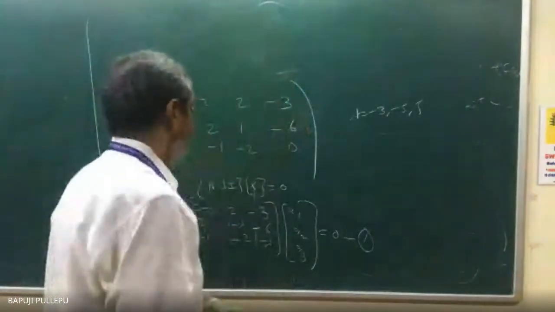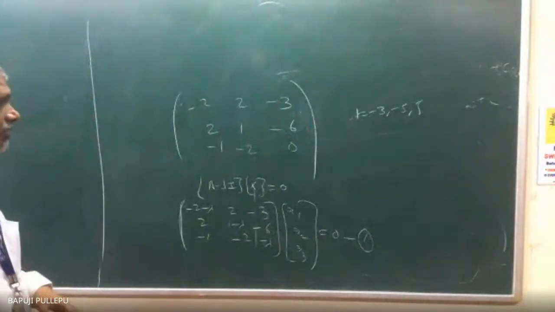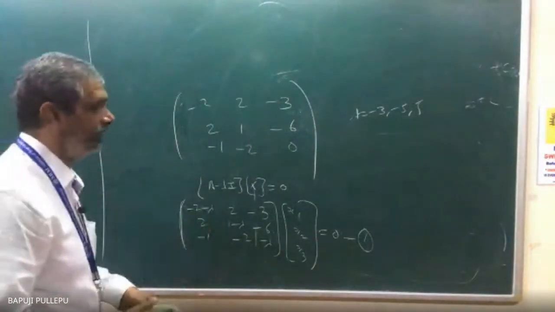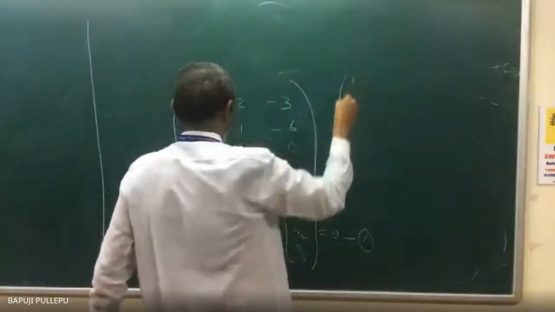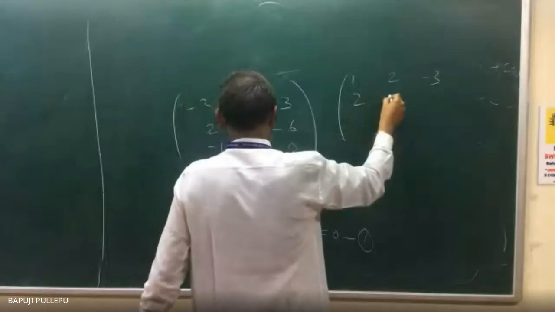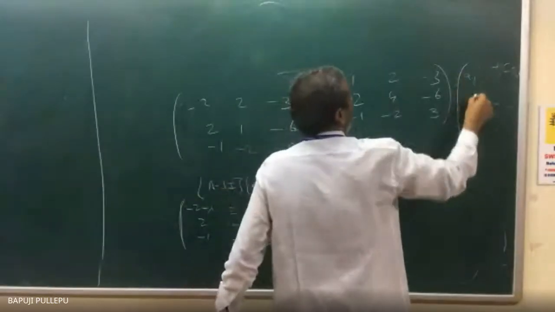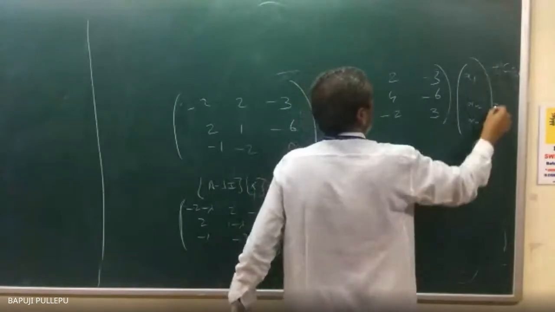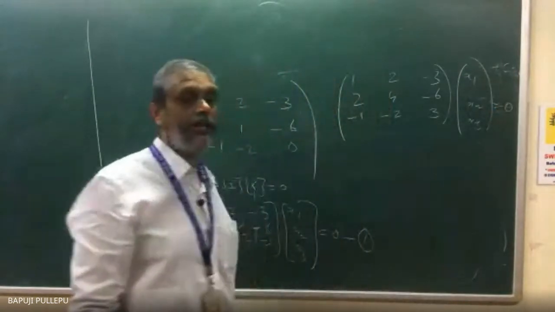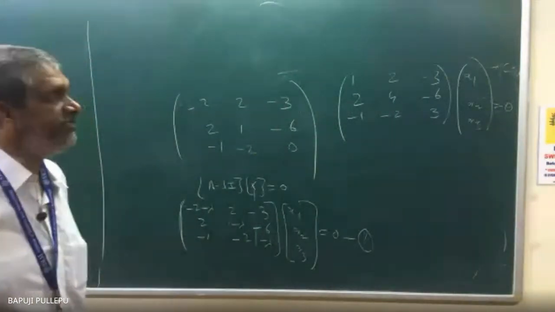What will you get, tell me? If you put lambda equal to -3, this matrix becomes 1, 2, -3; 2, 4, -6; -1, -2, 3. Correct? Yes. Now if you see, what is the first equation?